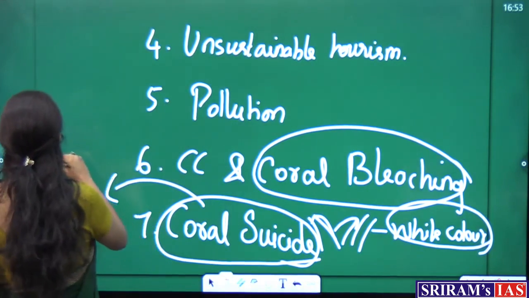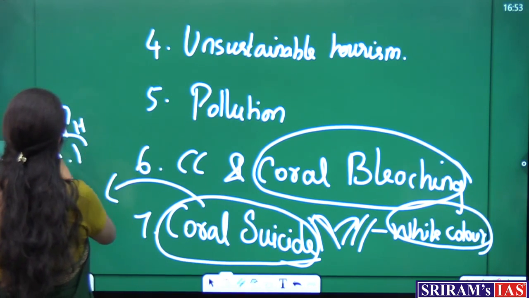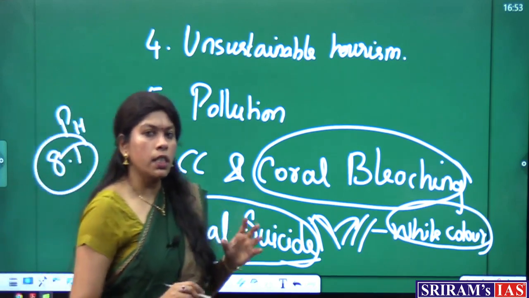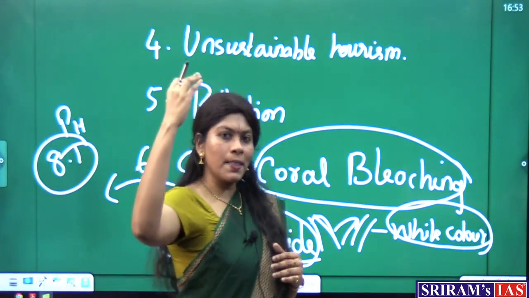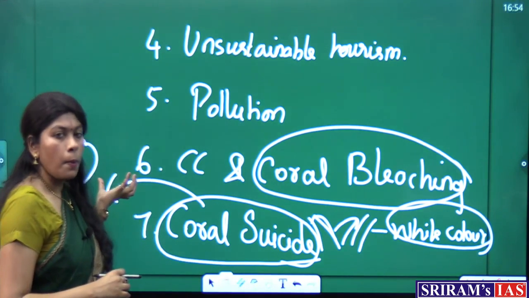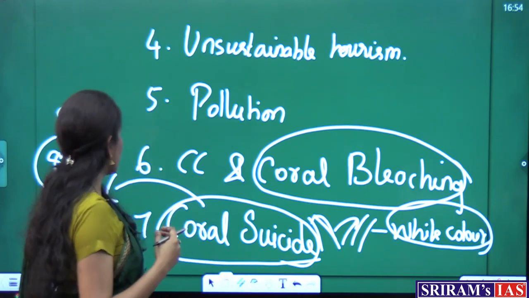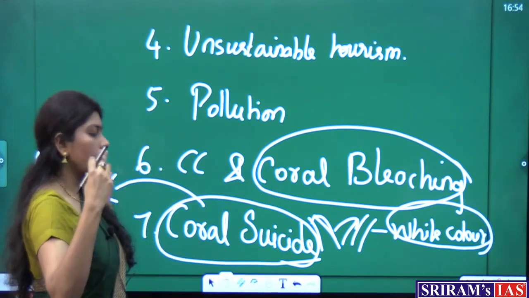We know ocean water has 8.1 pH value. Okay, so it's basic, but as the carbon dioxide level increases in the atmosphere, the ocean water absorbs a lot of carbon dioxide, and there comes a problem called acidification. Okay, this is a bigger topic which we will be explaining in our classes.